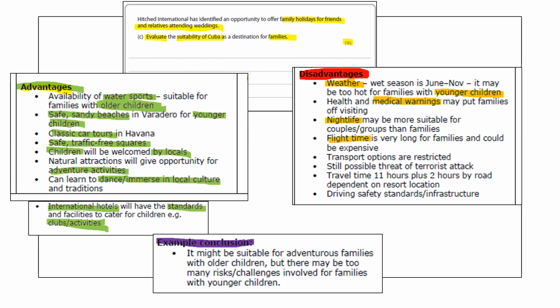It is a long, long way away. It's sort of hours and hours in the flight to get there. That's going to be difficult for young children. It's going to be expensive. Okay. Transport options are restricted. We've mentioned the idea of a terrorist attack. Okay. 2 hours by road to resorts. And again, there's concerns over driving standards. You really want to put your kids in a car on a road where actually things are going to be potentially dangerous. So 3 or 4 positives, 3 or 4 negatives, and then well, actually, what do you reckon?